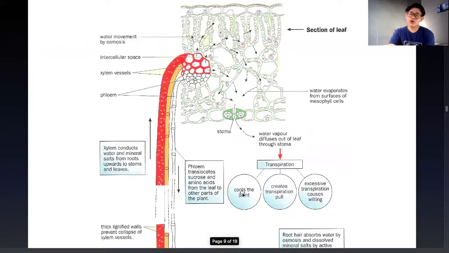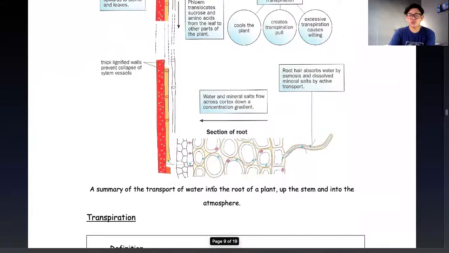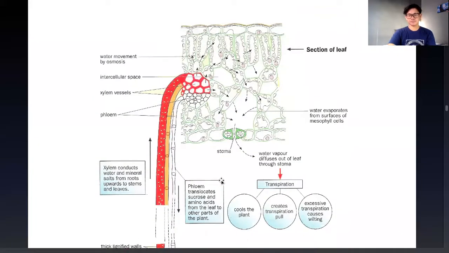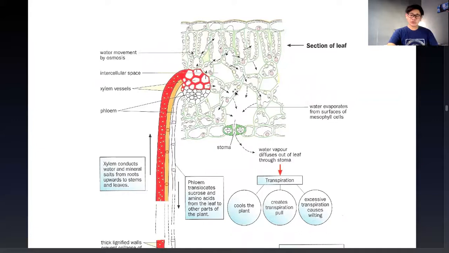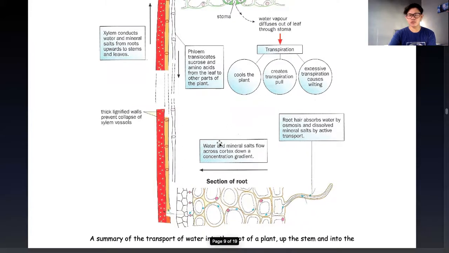So this is just to illustrate what's going on. Just to recall, water enters the root hair cell, passes through, and enters the xylem. Then in the xylem, they will go up by cohesion and adhesion, sticking onto the walls.